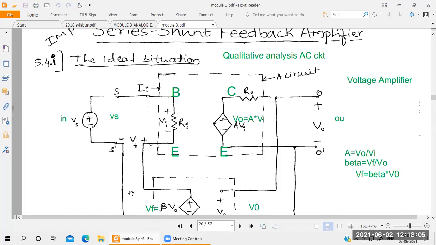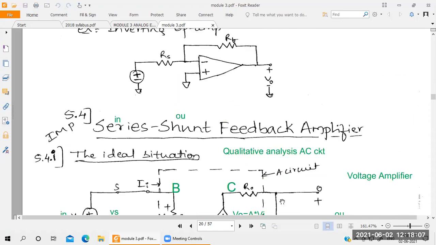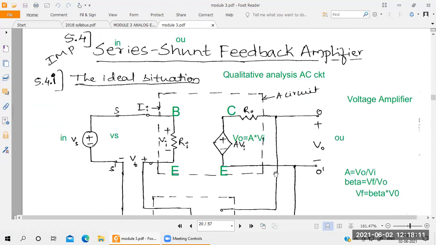equivalent circuit. I'll write the equivalent circuit. What we take in the block diagram, the same thing you have to express in the equivalent circuit here. First, take the series shunt feedback amplifier. Series shunt feedback amplifier means this one is what here? Voltage amplifier. Remember this one.